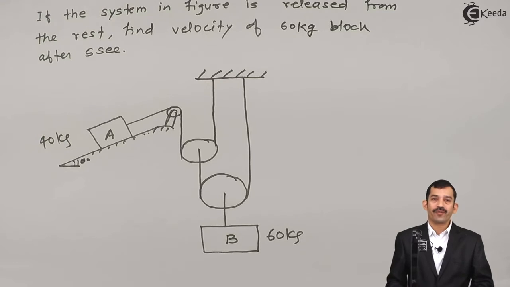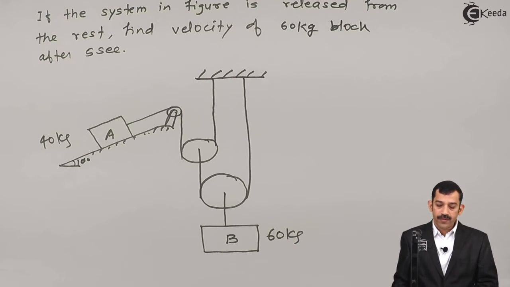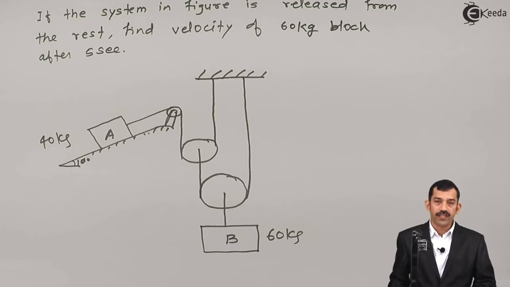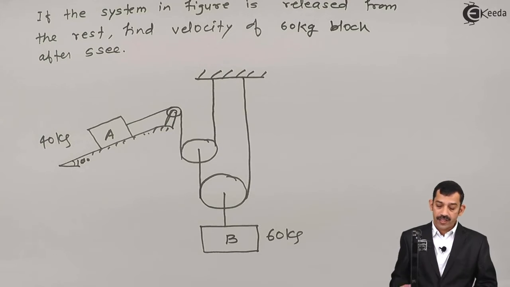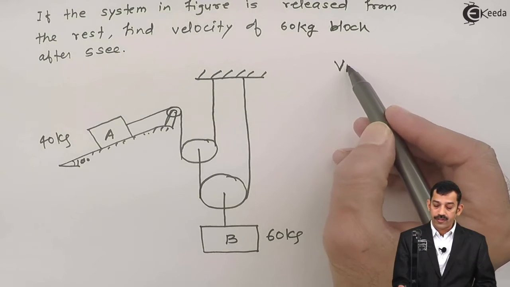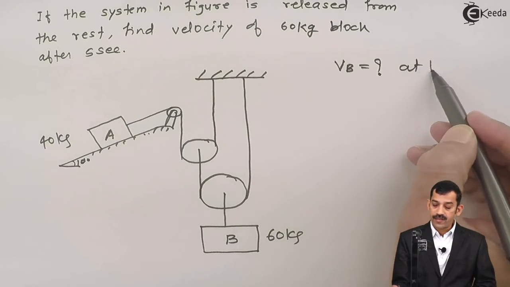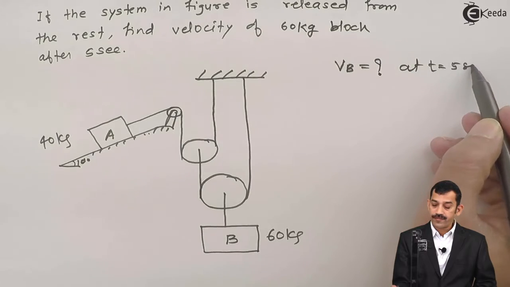Hi friends, we'll solve a problem on D'Alembert's principle. See what is given in the problem. If the system in the figure is released from rest, find the velocity of the 60 kg block after 5 seconds. 60 kg block means what? Block B. Therefore, you have to find the velocity of block B at t equal to 5 seconds.